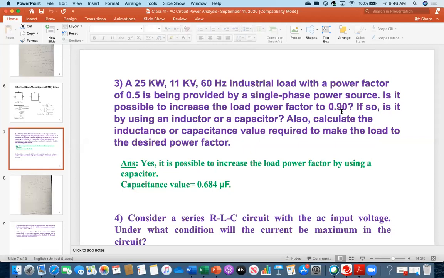So right now I will be discussing how you can increase the power factor. And if you say yes, it is possible to increase, how will you do that? Is it by adding an inductance or a capacitance? If you choose an inductor, then what is its value? If you choose a capacitor, what is its value? I have written down the answer. Yes, it is possible to increase the load power factor by using a capacitor. And then this is the capacitance value.